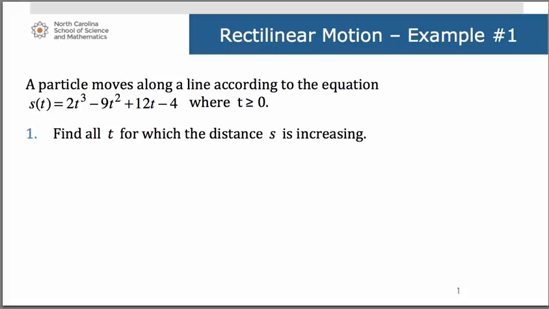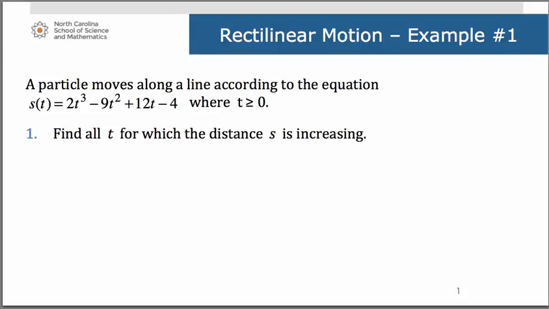Let's look at an example of a rectilinear motion problem. In this case, we have a particle that moves along a line according to the equation s of t equals 2t cubed minus 9t squared plus 12t minus 4.